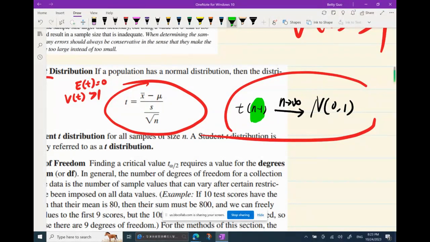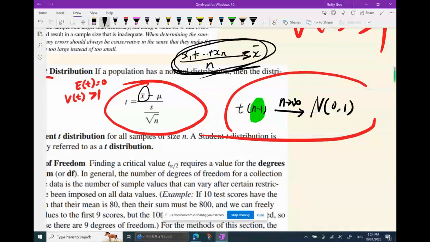It is because if we have n values, x1, x2, up to xn, and x bar is given, right? Once we have a sample, we know the sample mean. That means if we add them all together and divide by n, we have x bar. So that is one condition. When you have n variables and they satisfy one condition, you actually have n minus 1 variables that are free.